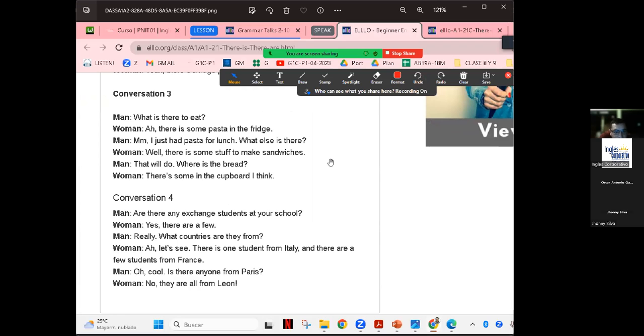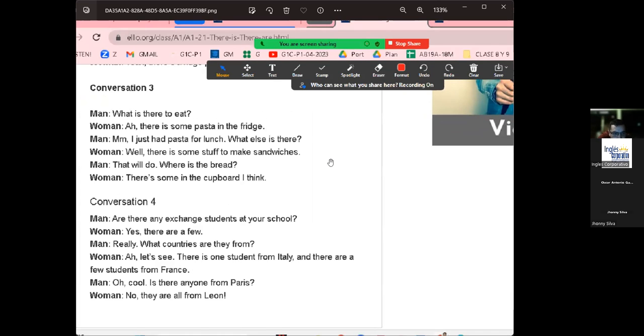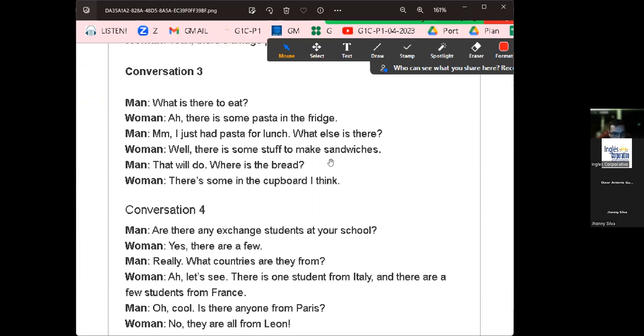What is there to eat? There's some pasta in the fridge. I just had pasta for lunch. What else is there? Well, there's some stuff to make a tomato sandwich. That will do. Where is the bread? It's on the cupboard, I think.